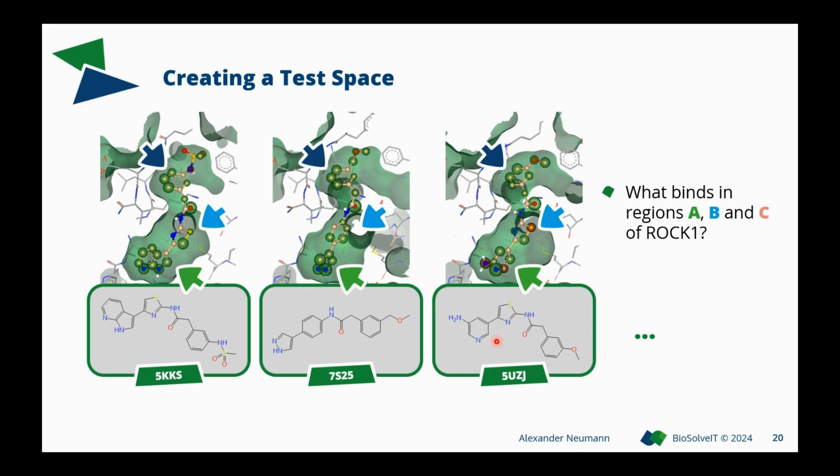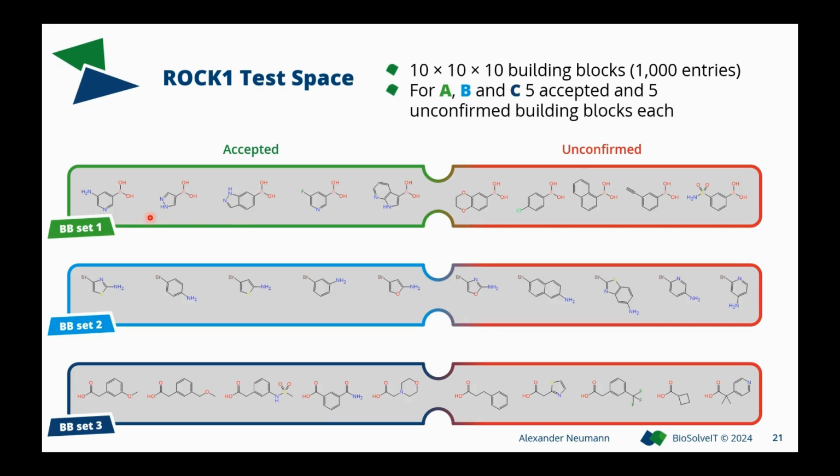And I went through the PDBs and selected some known binders basically, and for each one of those sections, and 5 that are not confirmed, that are a little bit more chemically diverse. So ultimately, you now have 5 good building blocks, 5 unconfirmed building blocks, making 10 building blocks for each set, and 10 times 10 times 10 results in a chemical space in the size of 1000.